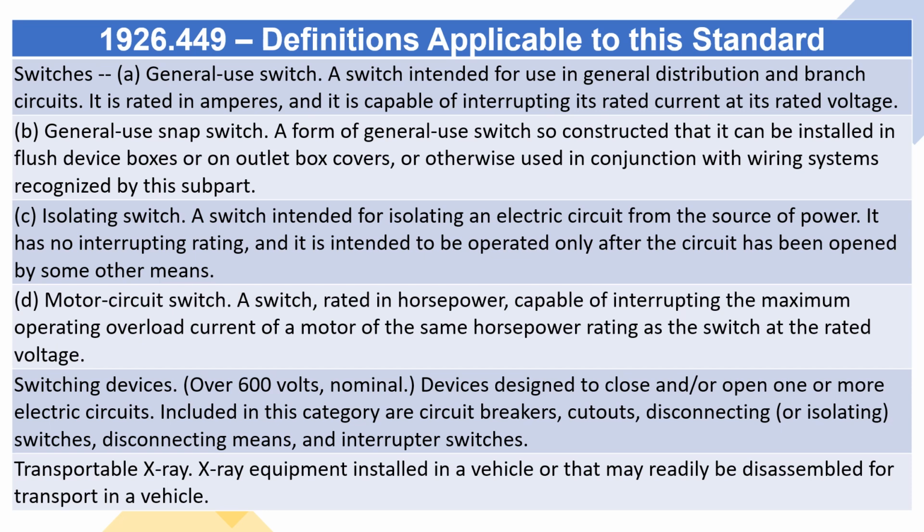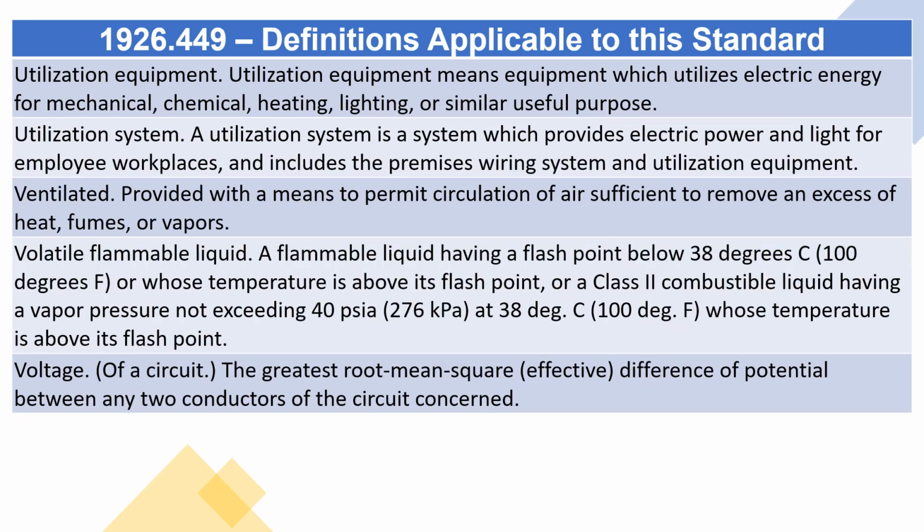Transportable X-ray. X-ray equipment installed in a vehicle or that may readily be disassembled for transport in a vehicle. Utilization equipment. Utilization equipment means equipment which utilizes electric energy for mechanical, chemical, heating, lighting, or similar useful purpose. Utilization system. A utilization system is a system which provides electric power and light for employee workplaces, and includes the premises wiring system and utilization equipment.